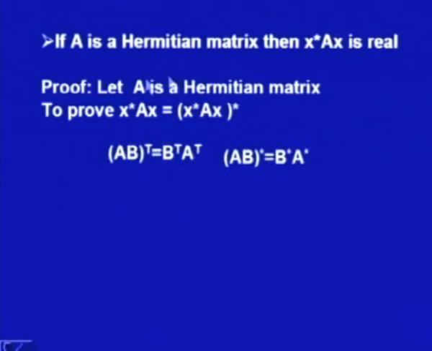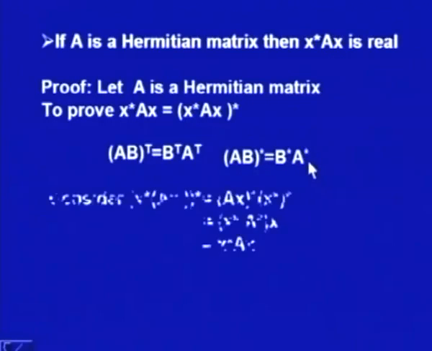For this purpose, we will evaluate (x star Ax) star, and this can be evaluated using these properties. We know that (AB) transpose is equal to B transpose A transpose. That means when you take the transpose of a product, the order will change. So this means (AB) star is equal to B star A star. Now this result will be used to establish this result.